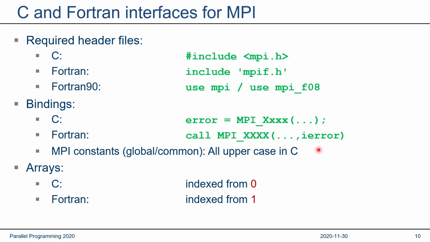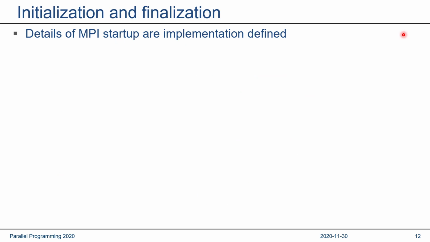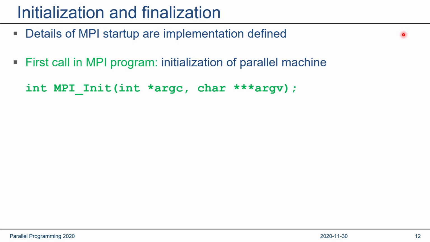Remember always the basic difference between array indexing in C and Fortran. In C, we index all arrays from 0, and in Fortran, we index from 1. This is important, especially when we deal with indexing within MPI, where sometimes the way MPI does it goes against the wisdom that's built into the base language. The details of how an MPI program is actually started are implementation defined, and we'll come to an example later.